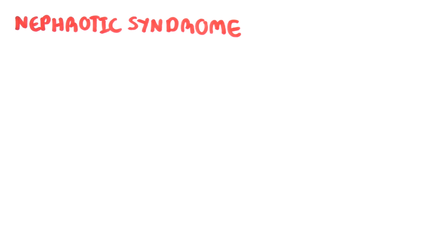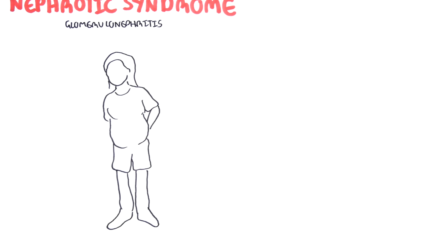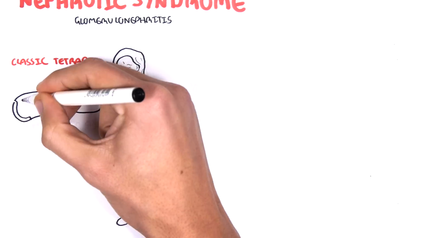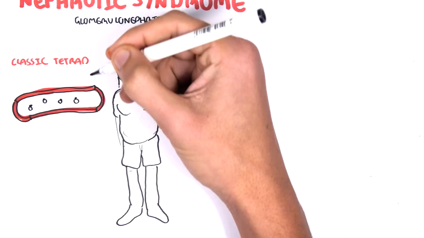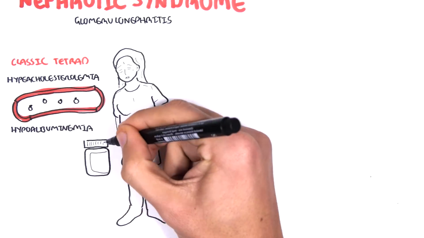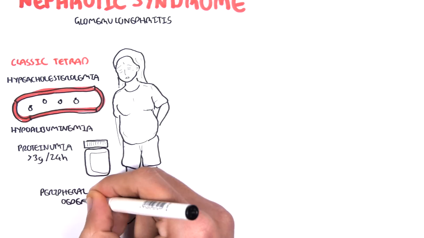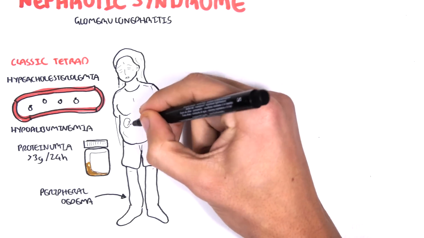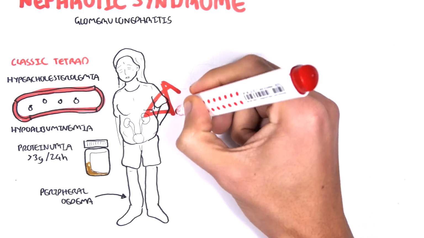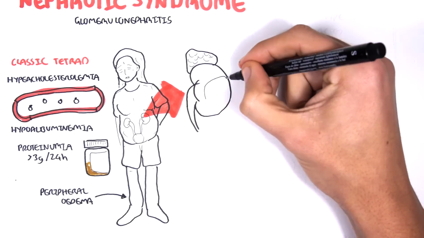Hello, in this video we're going to talk about glomerulonephritis and we are focusing on nephrotic syndromes. Remember, nephrotic syndrome is where you have the classic triad of signs and symptoms, which is hypercholesterolemia, hypoalbuminemia, proteinuria greater than 3.5 grams in 24 hours, and peripheral edema. This is all a result of kidney damage, specifically the damage to the functional units of the kidneys called nephrons.